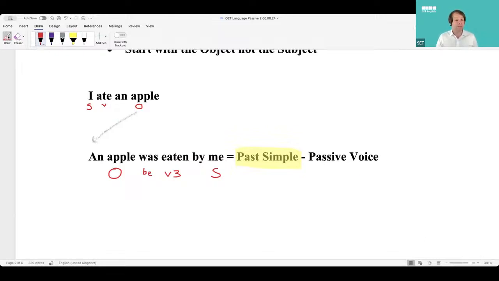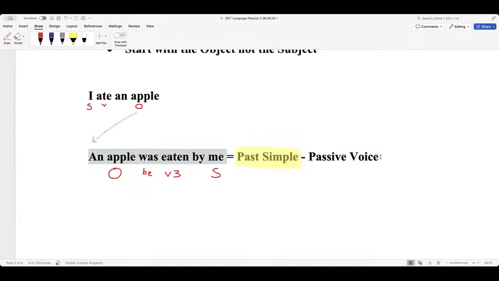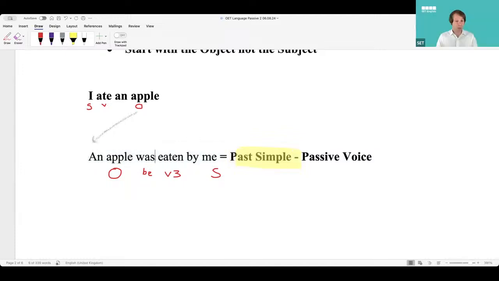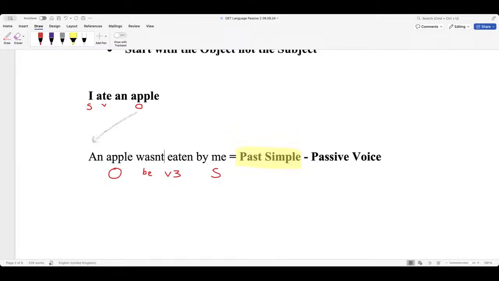Now, Priyanka, what if I want to make a negative? How do I make a negative? Can you tell me? An apple wasn't eaten by me. Okay, wasn't, like that. Is that right, guys? Is this negative now? Yes.